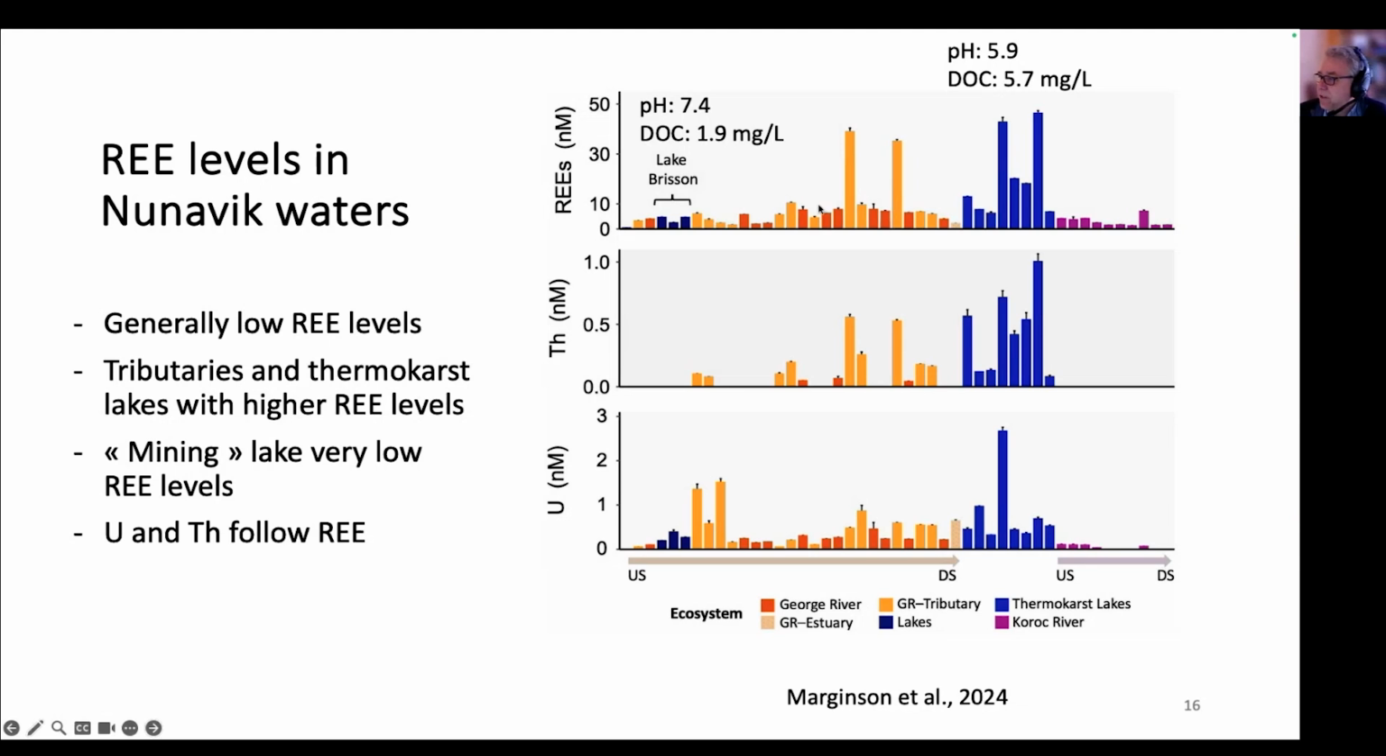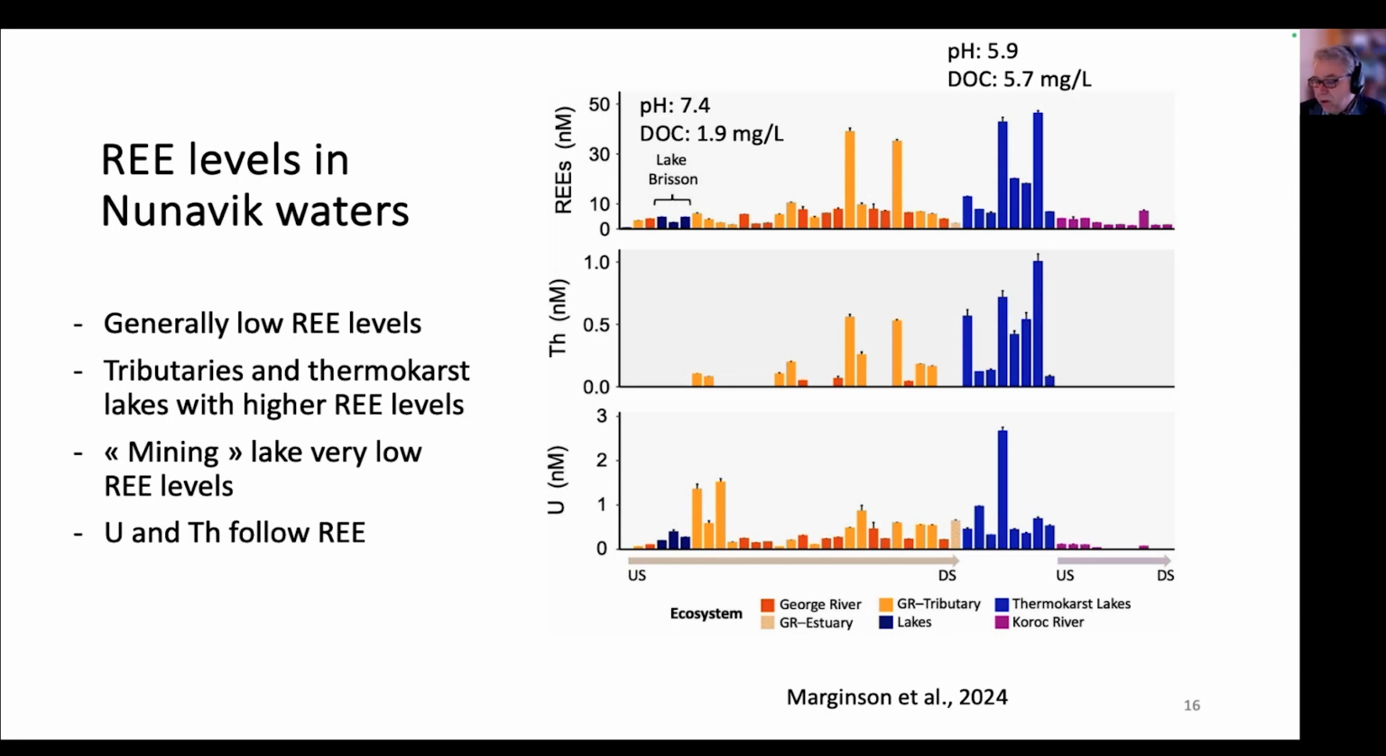And here you have a series of aquatic systems in the Nunavik region of Kangiqsualujjuaq, including the place where the mine is located. So you see here Lake Brisson is the lake that is just beside the exploration camp for the mine. And what's striking is that the levels are really low, including near the mine at this point in time. So it will be easy to see any disturbance after mining because the levels are initially low.